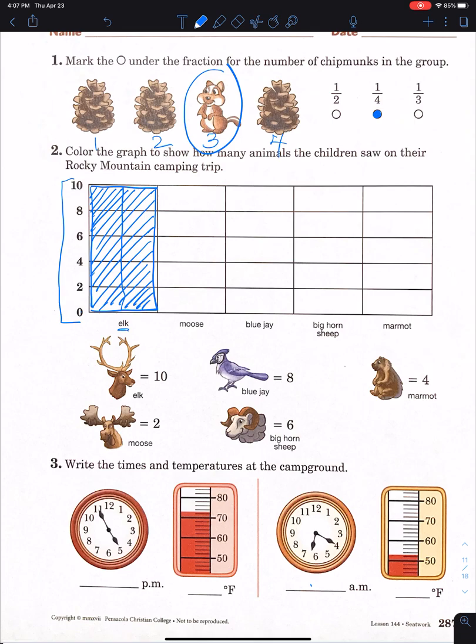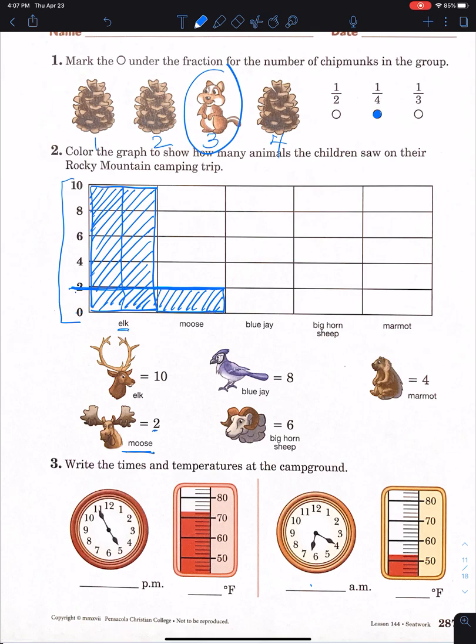How many moose did they see? Let's find the moose down here. They only saw 2 moose. So how many boxes will we fill in? Remember, it goes from 0 to 2 right away. We don't fill in 2 boxes. How many do we fill in? 1. Because each box represents 2. They saw 2 moose. The line is right here, all the way over. 2 moose.